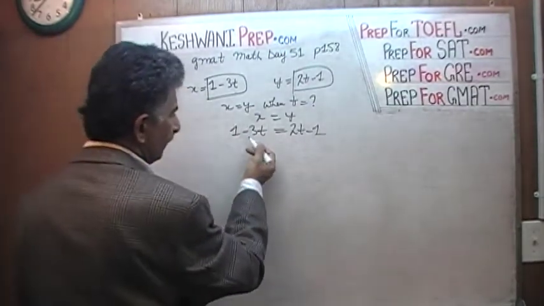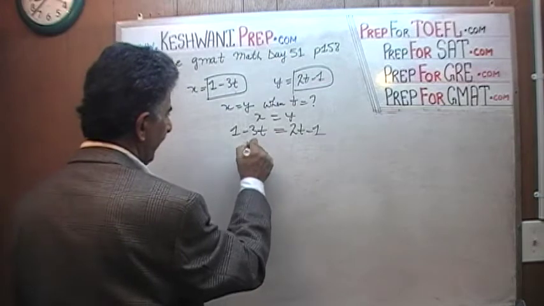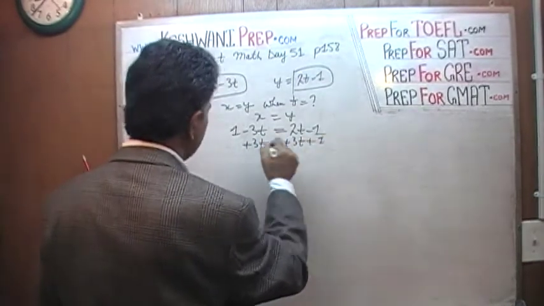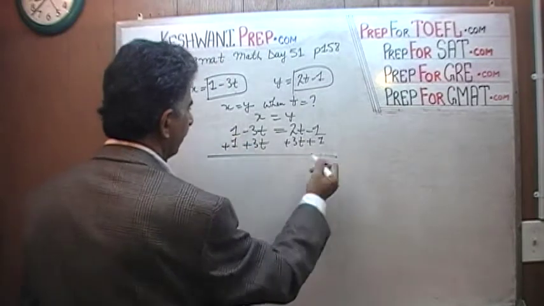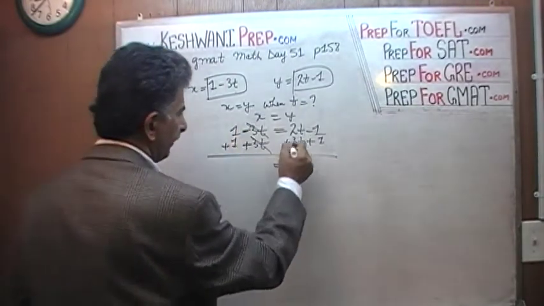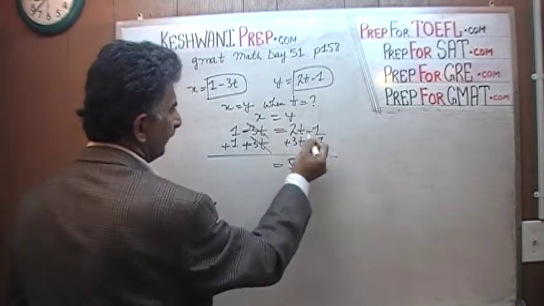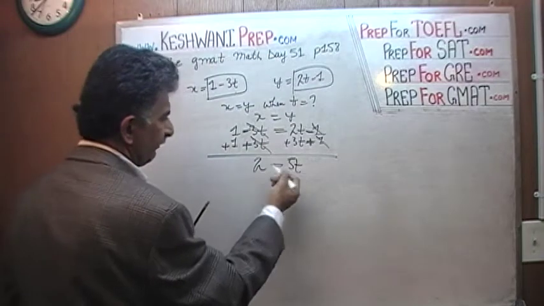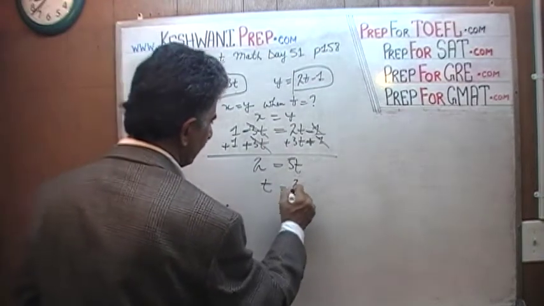Let's bring all the t to one side, so I'm going to add 3t to both sides, and add 1 to both sides. And this negative 3t and a positive 3t cancel out, and here we end up with 5t. And this negative 1 and a positive 1 cancel out, and here we end up with 2. So 5t equals 2, therefore t equals 2 over 5.